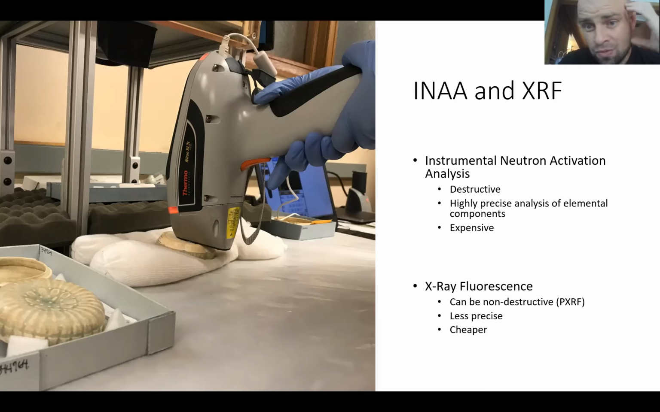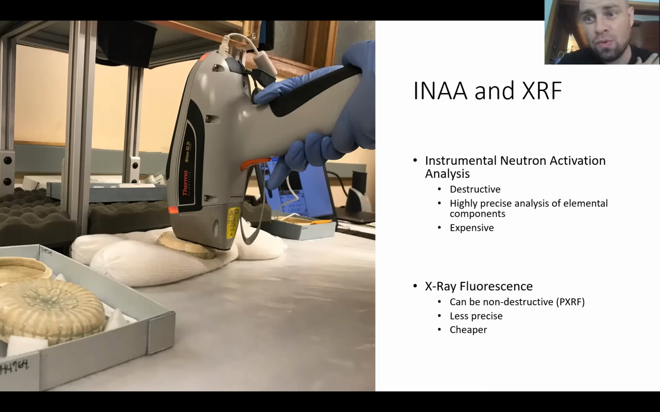So what different elements was it made out of, in what proportions? It's one of the most precise ways that we can source anything, but it's both destructive and it's expensive. So you have to vaporize a sample.